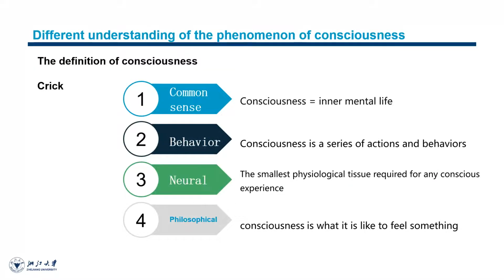So, what is the difference between Crick and Edelman's definitions of consciousness? Crick defined consciousness in 4 dimensions. Consciousness is inner mental life. Consciousness is a series of actions and behaviors. Consciousness is the smallest physiological tissue required for any conscious experience. In philosophy, consciousness is what it's like to feel something.